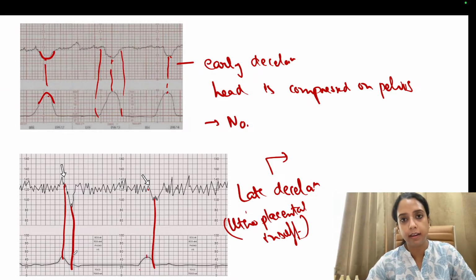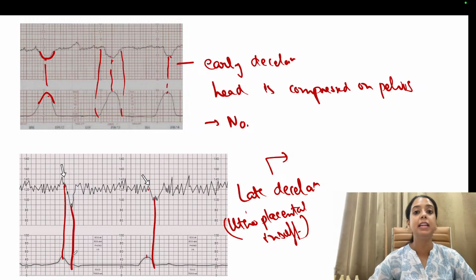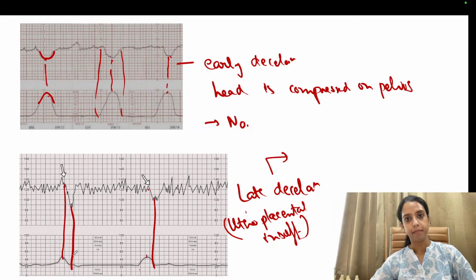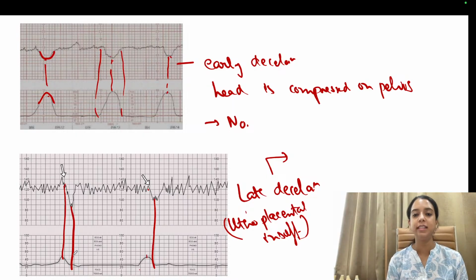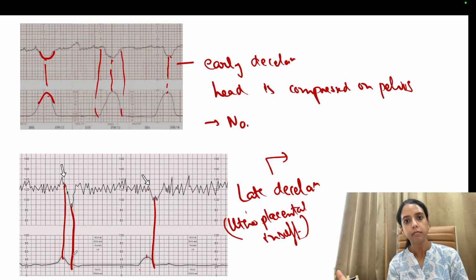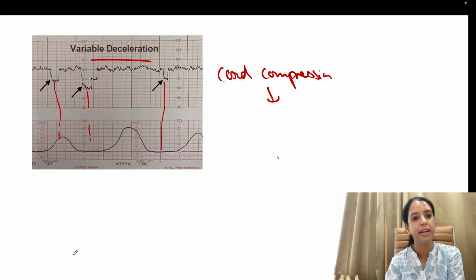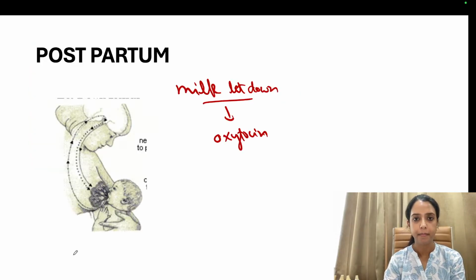That is late deceleration, and it is a sign of uteroplacental insufficiency. That is a sign of chronic hypoxia in the baby. There is chronic hypoxia, somehow it is maintaining, but as contraction comes, the heart rate falls down. So it's a sign of early delivery. You have to immediately deliver. This is variable. Okay.